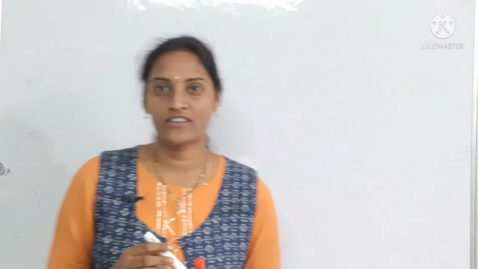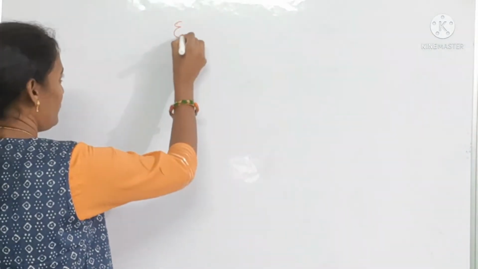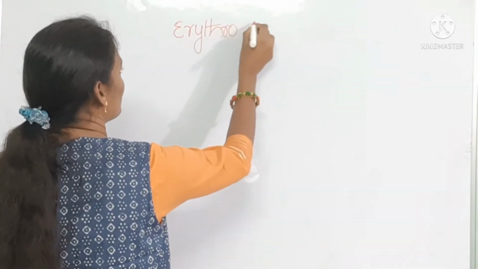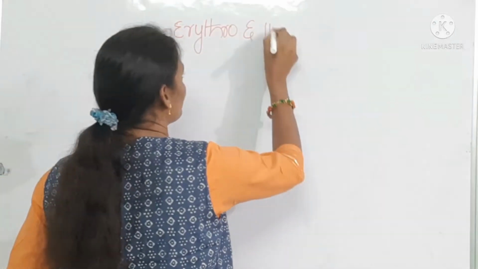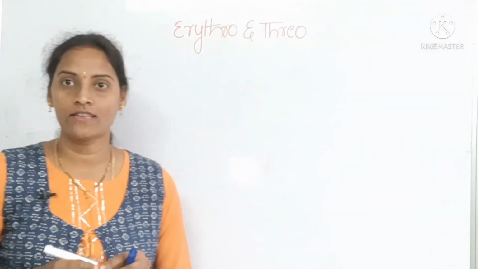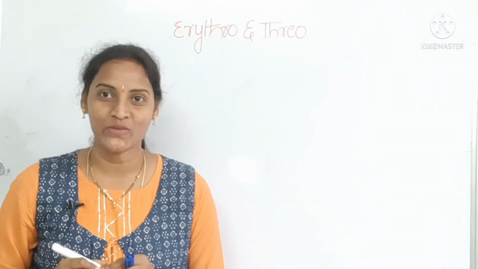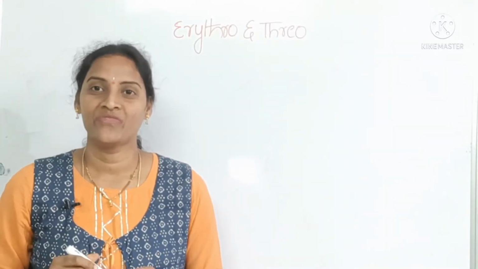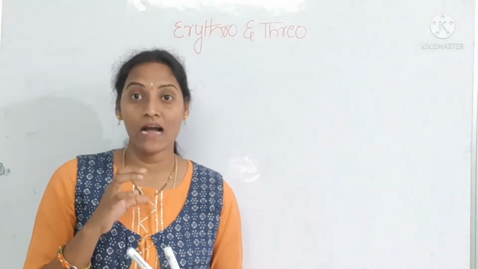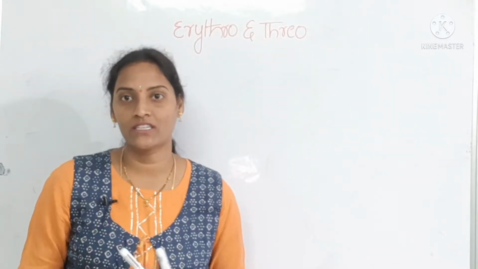Now going to the topic. Erythro and threo. How can we distinguish whether a particular isomer is an erythro isomer or a threo isomer? Actually, these erythro and threo isomers are particularly applicable for constitutionally unsymmetrical isomers.